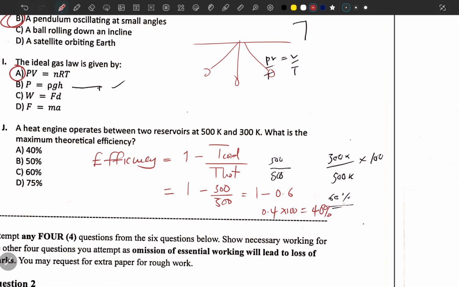Okay, so we are now going. 40%. All right, section A is done.